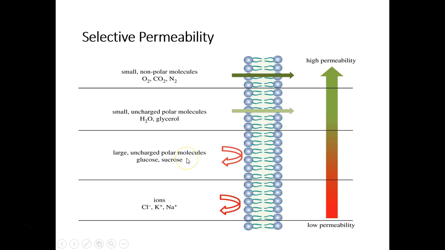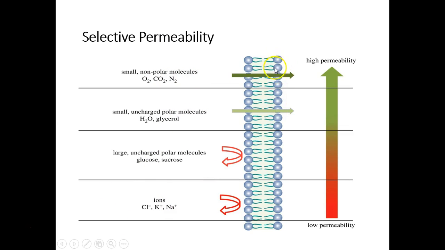But then you get the larger molecules, and then uncharged polar molecules such as glucose and sucrose. These guys can't move across easily, all right? So they have a low level of permeability to the cell membrane. And then ions such as the chloride ion, the potassium ion, and the sodium ion, these cannot move across the cell membrane. They need help. So we're going to talk about those in a couple of slides more. So remember, it's selectively permeable, so certain things can move across while certain things can't.